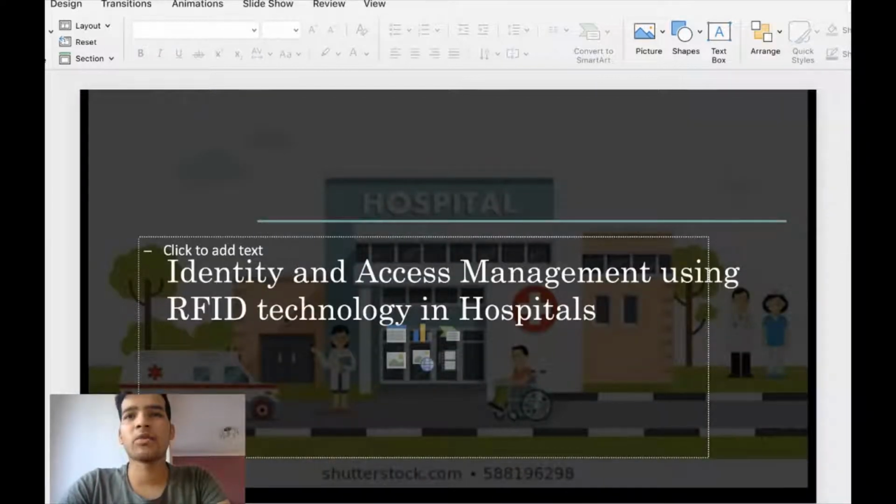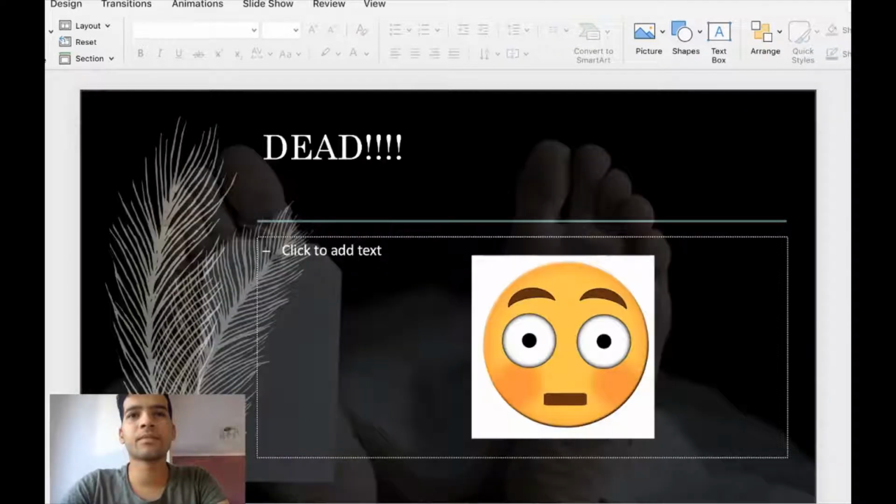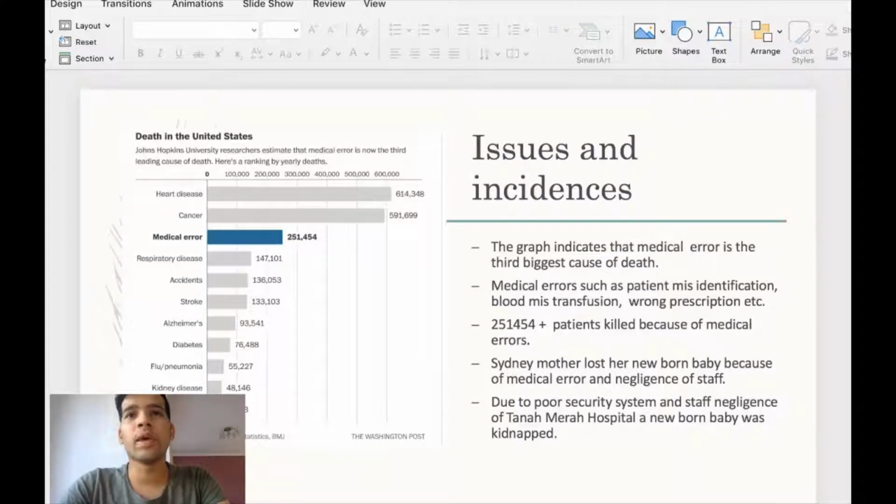Identity and access management using RFID technology in hospitals. Let's assume you went to hospital for a regular checkup and you ended up with serious injury or being dead. Yeah, being dead. That's scary, right? But this is true. According to the research done by Johns Hopkins University, 251,000 plus patients are killed in the United States yearly.